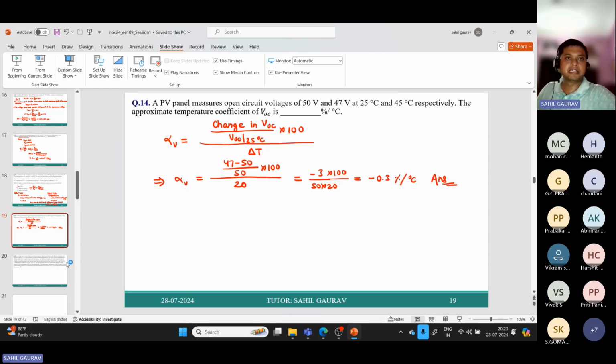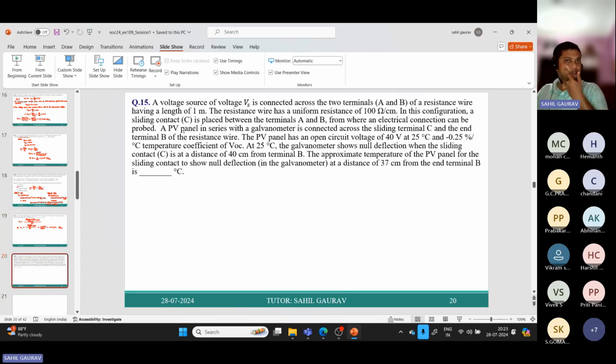So the next problem we are having: a voltage source of voltage Vs is connected across the two terminals A and B of a resistance wire having a length of 1 meter. The resistance wire has a resistance of 100 ohm per centimeter. In this configuration, a sliding contact C is placed between the terminals A and B, from where an electrical connection can be probed. A PV panel in series with a galvanometer is connected across the sliding terminal C and the terminal B of the resistance wire.